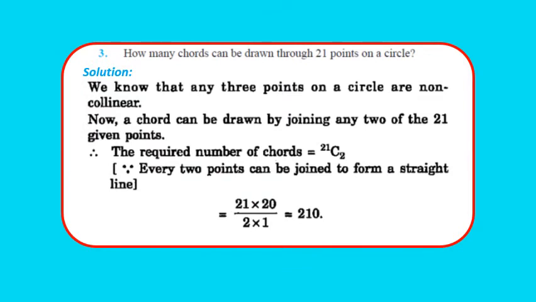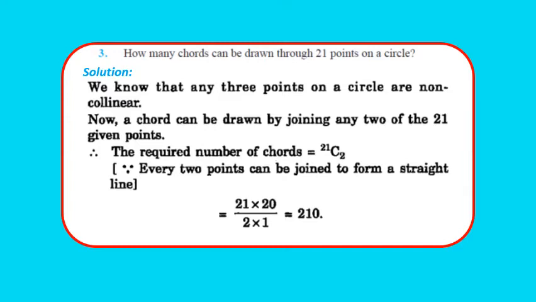Next is question number 3. How many chords can be drawn through 21 points on a circle? Now we know that no 3 points on a circle are collinear. A chord can be drawn by joining any two of the 21 given points. Now here if you take the points AB or points BA, in this sum order does not matter. So this arrangement depends on the combination, not on permutation.